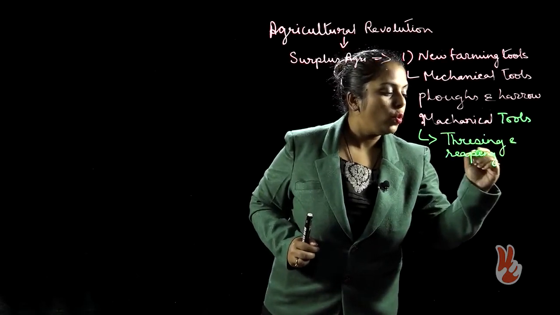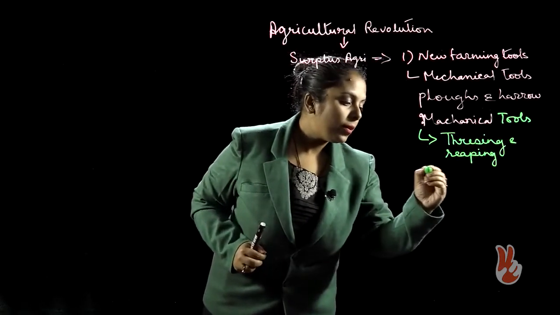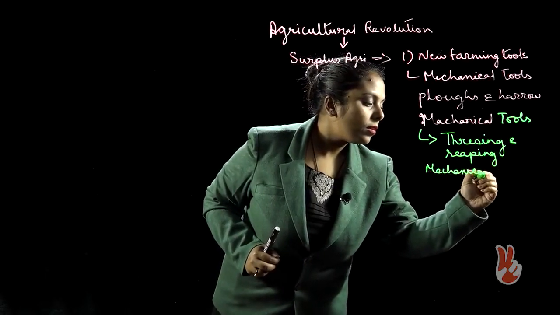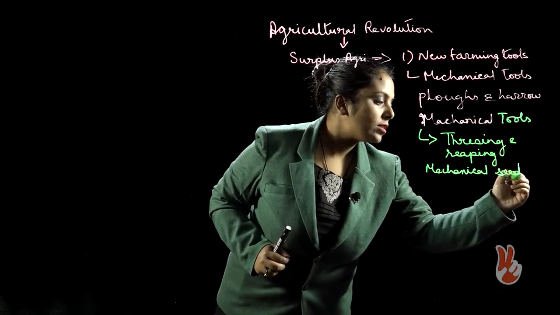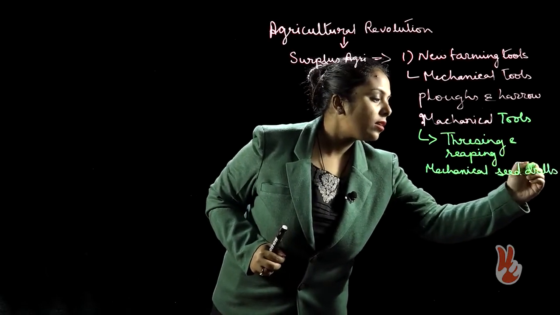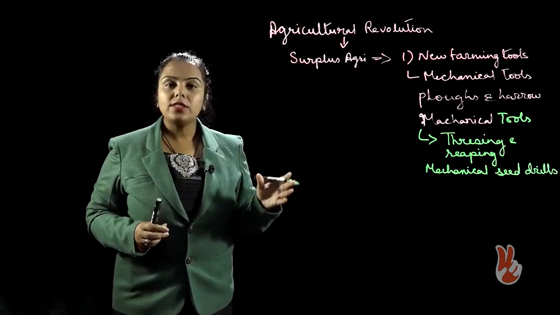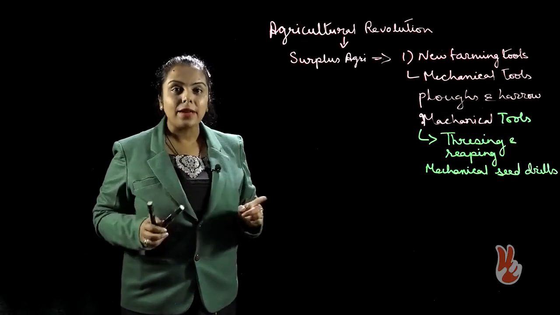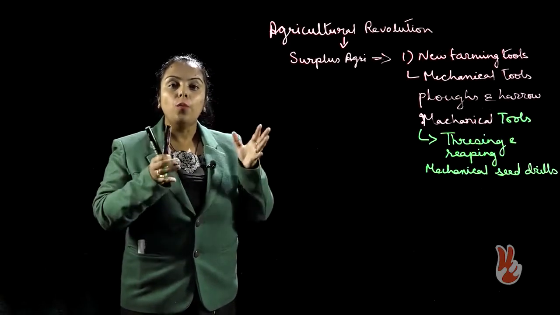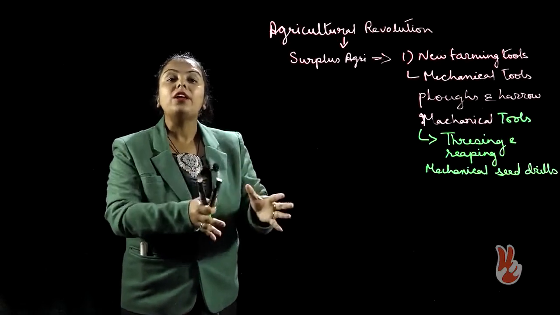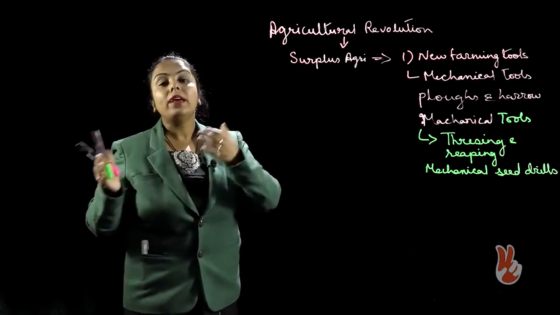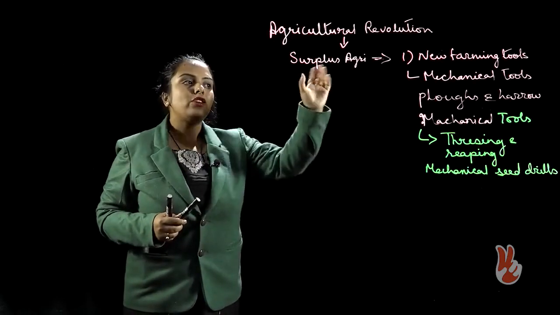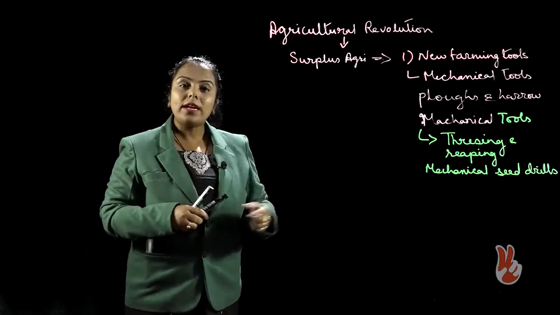Another important tool that was used was the mechanical seed drill. All these activities resulted in surplus of agricultural produce, but at the same time they freed more and more labor which could be used for industries, and that resulted in the industrial revolution. So, the introduction of new farming tools resulted in this.